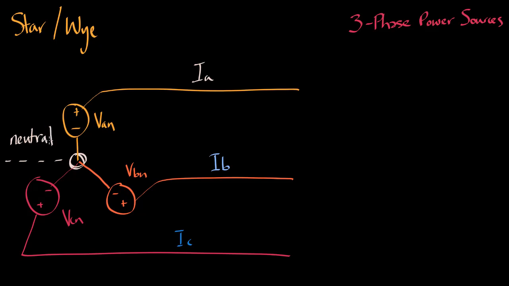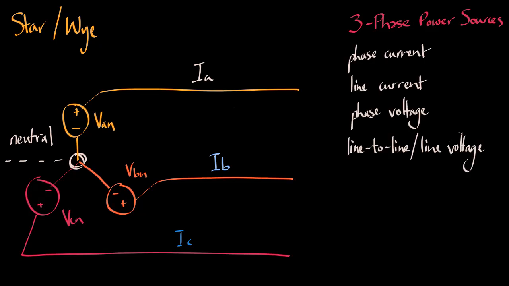When observing sources, it's important to note that there are 2 different ways of looking at current and 2 different ways of looking at voltage. These are phase current and line current, as well as phase voltage and line-to-line voltage. A phase current is the current that passes through any one of the 3 phases. A line current is the current that exists on the line. A phase voltage is the voltage across any one of the 3 sources. And a line voltage is the voltage that exists across any pair of lines, for example, VAB.